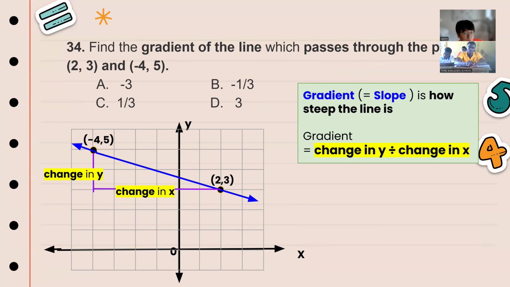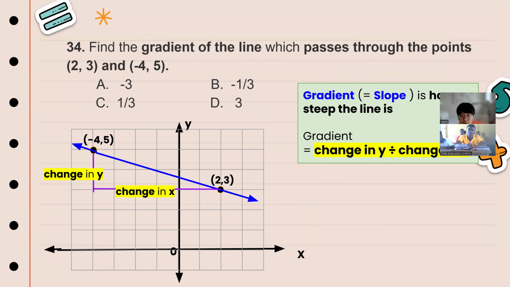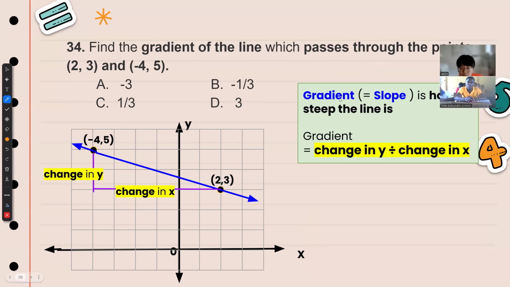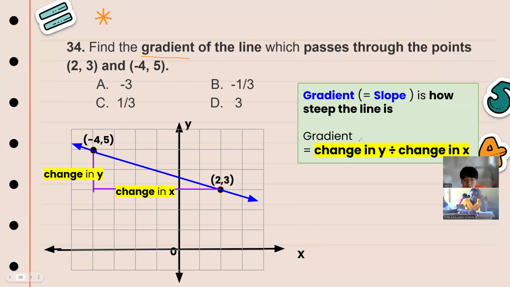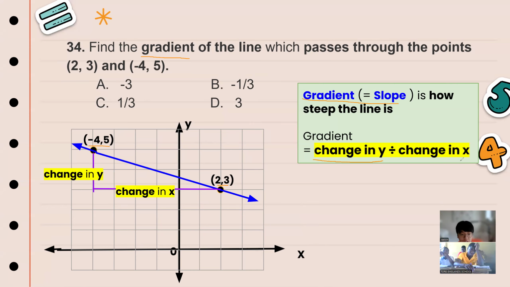Let's solve this problem, 34. Find the gradient of the line which passes through the points (2, 3) and (-4, 5). So gradient means just the slope. Gradient equals the slope of the line and how steep the line is from the point (-4, 5) to (2, 3). So can you find the gradient, which is the change in y divided by the change in x?